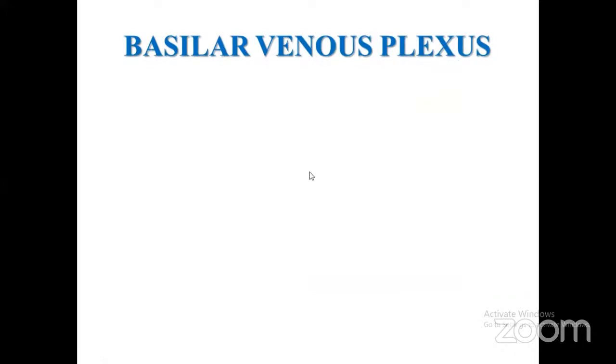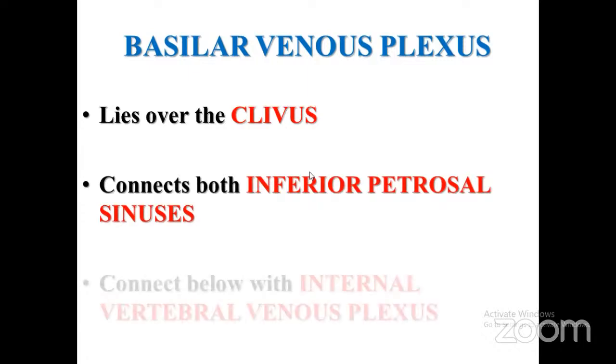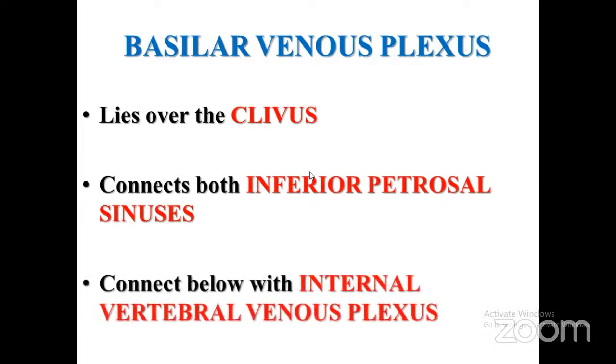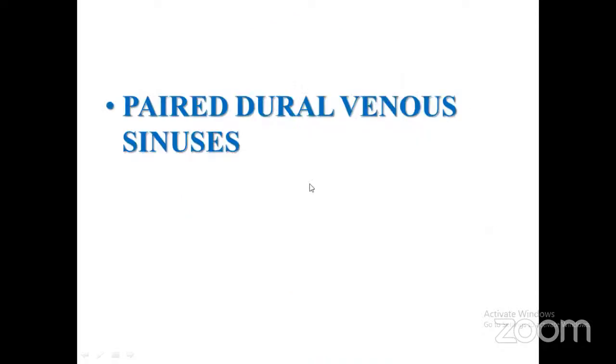Basilar venous plexus is present over the clivus, where basisphenoid and basiocciput meet, and there will be the basilar artery, which is formed by the right and left vertebral arteries. It lies over the clivus. It connects the right and left inferior petrosal sinus and connects below with the internal vertebral venous plexus along with the occipital sinus. So you can see these are anterior and posterior intercavernous sinus, and here will be the basilar venous plexus. So that is about the unpaired dural venous sinuses.